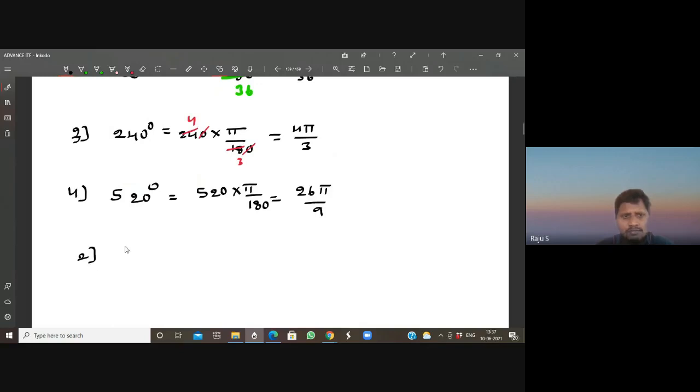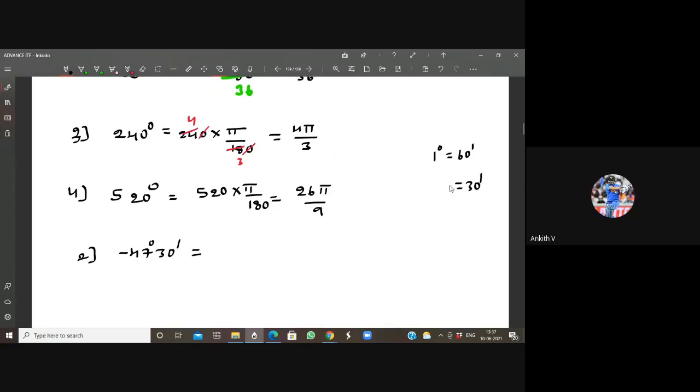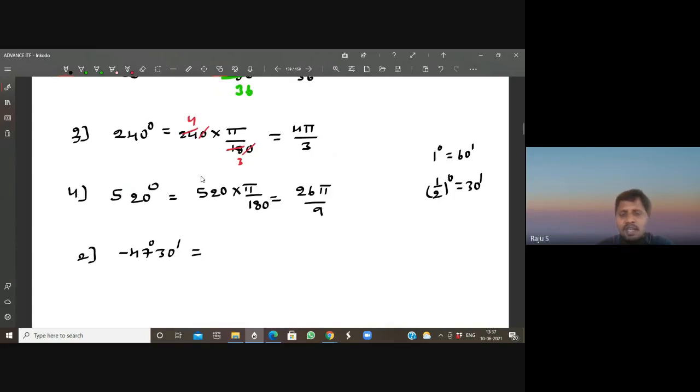Now coming to the second: minus 47 degrees 30 minutes. I told you that 1 degree is equal to 60 minutes. So 30 minutes is half a degree, 1 by 2. Then shall I write minus 47 and a half? This can also be written as minus, in bracket, 47 degrees plus half degree. Is it clear, students?